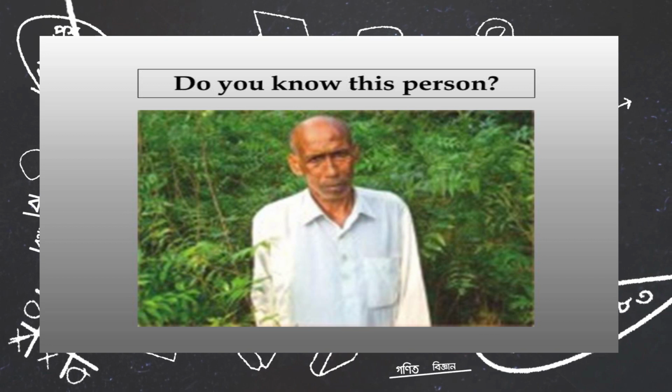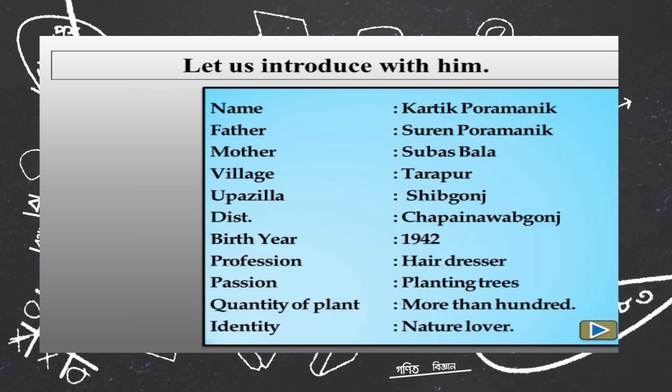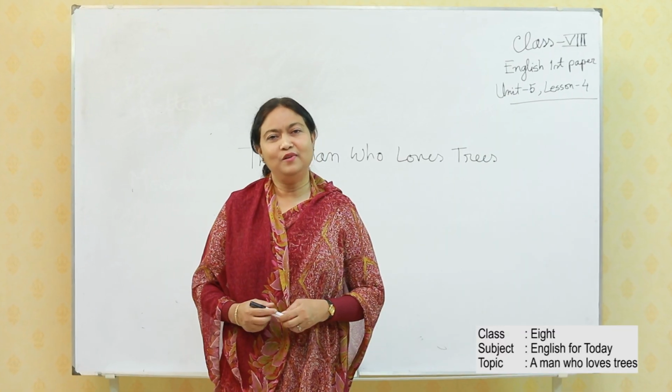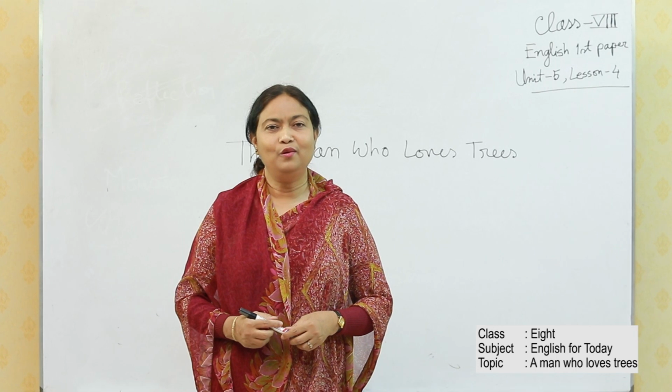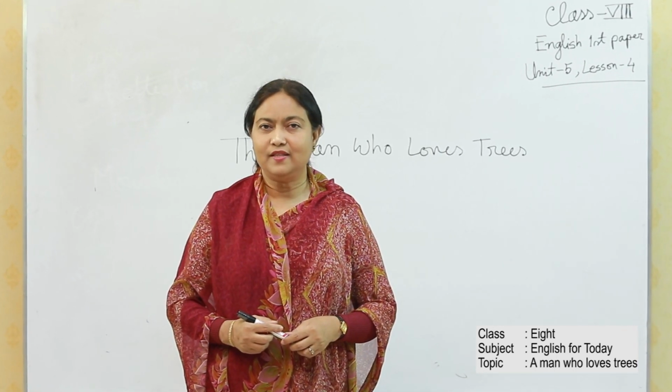Look at this description. The man's name is Kartik Paramanik. His father's name is Shuren Paramanik, and his mother's name is Shubhash Bala. And here are other descriptions: his village, his upazila, district, birth year, profession, passion, quantity of plants and identity. Students, you have already learned about Kartik Paramanik. So, now we can read the passage.